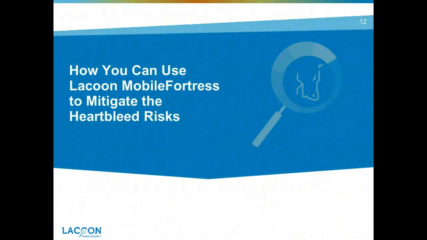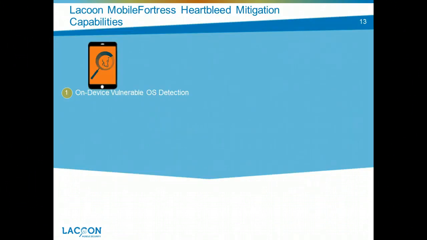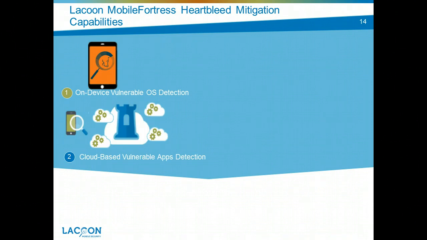Lacoon MobileFortress provides automatic mitigation for the Heartbleed vulnerability. How? First, Lacoon performs an on-device scan to determine whether the Android operating system is vulnerable. At the same time, Lacoon's cloud-based advanced app reputation engine scans the apps installed on the device to identify whether any are vulnerable to Heartbleed.